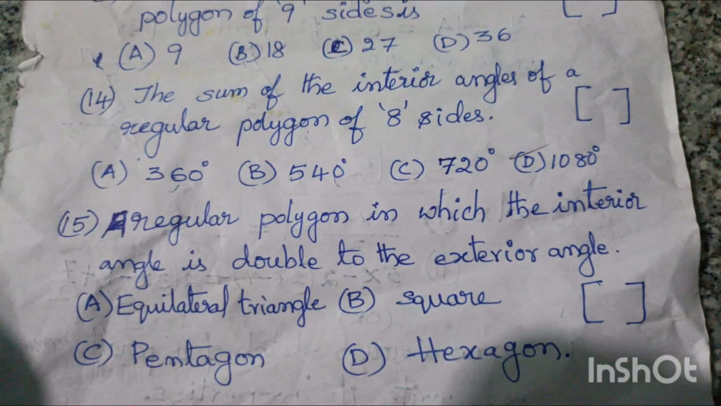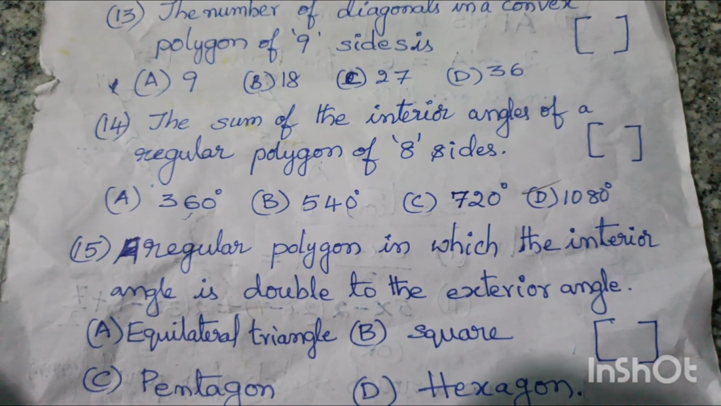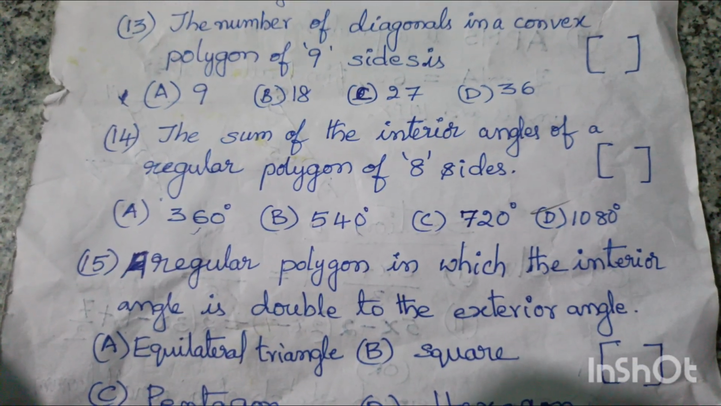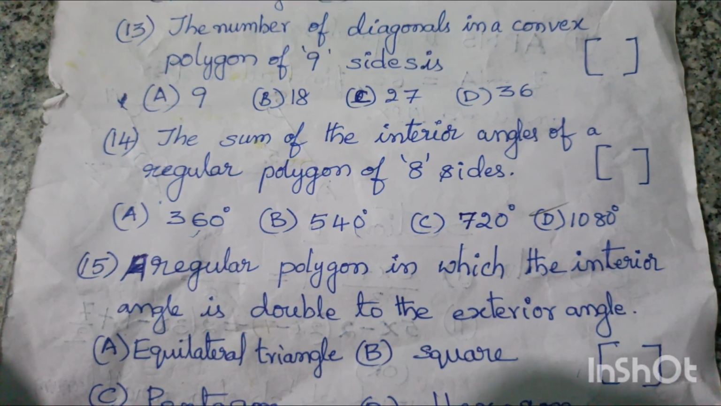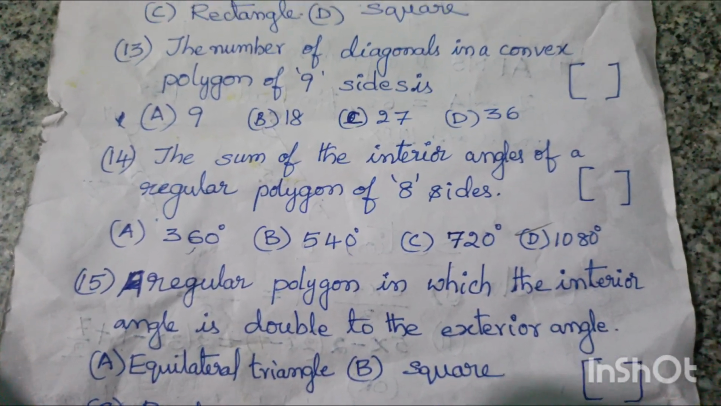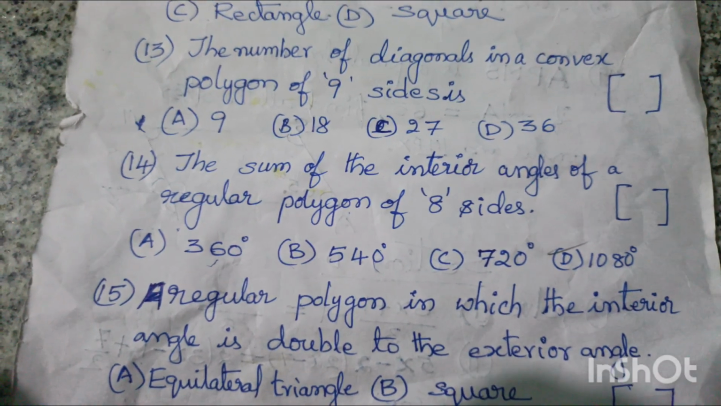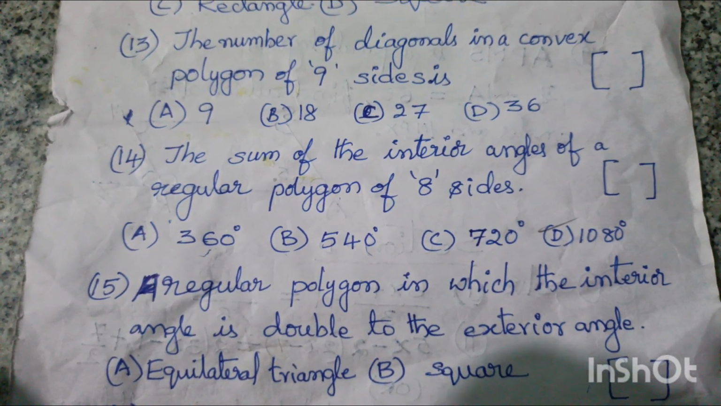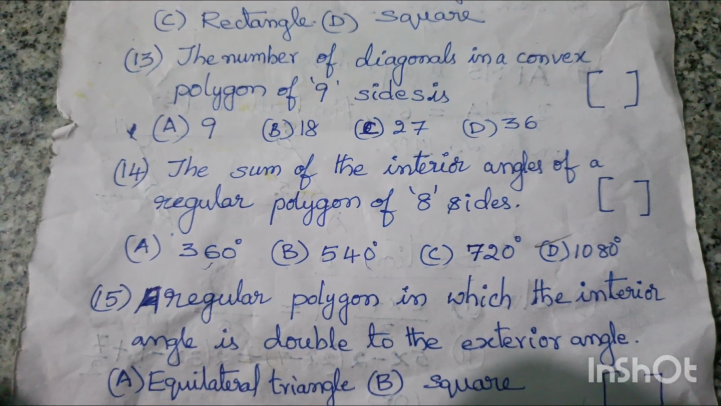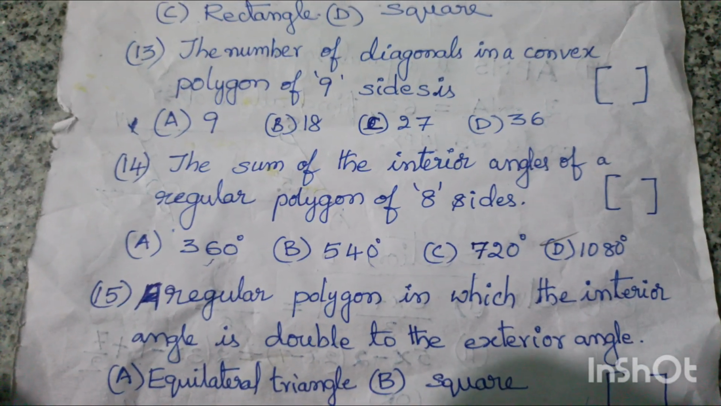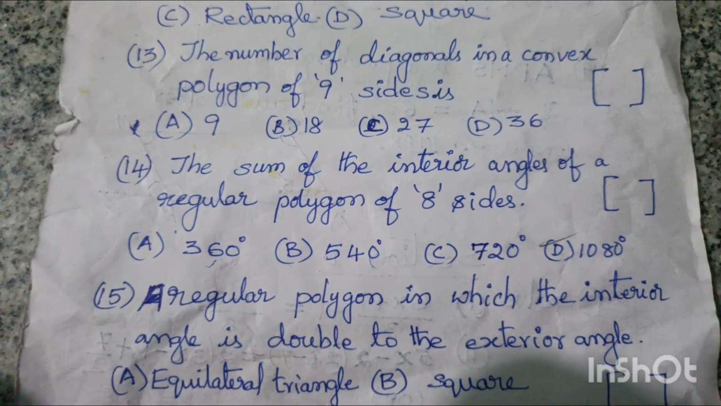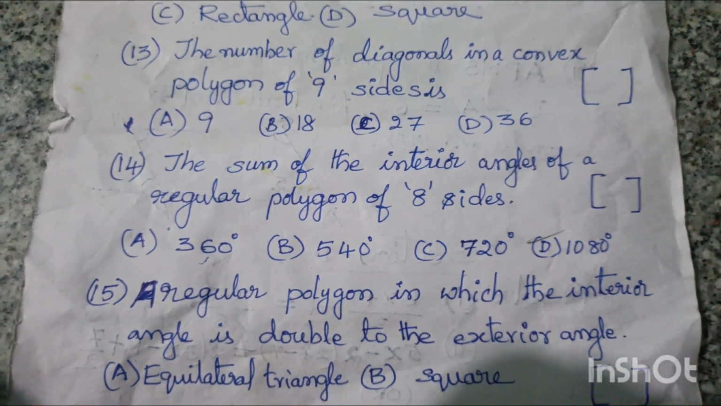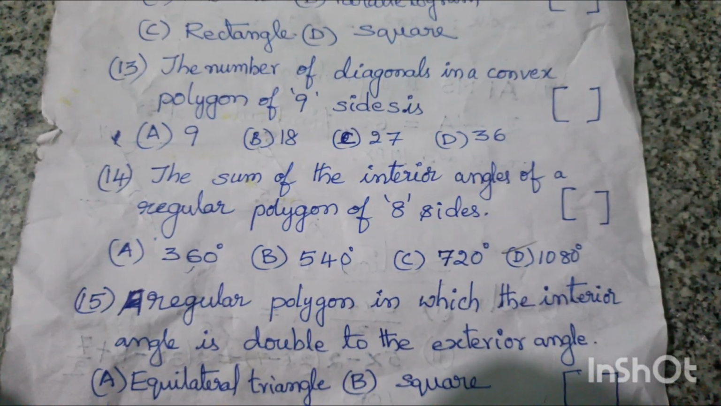So the sum of the interior angles of a regular polygon of 8 sides. Sum of exterior angles for any sided polygon is 360, that we know. But it is asking sum of interior angles of 8 sides. That's also we have a formula: n minus 2 into 180, n is the number of sides. Here 8 sides, so 8 minus 2. So you make it as 6 into 180. That gives you 1080. 8 6s are 48... 1080 degrees. That is option D.